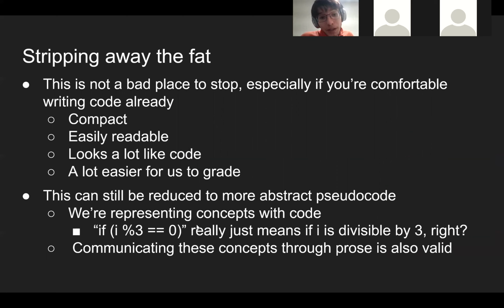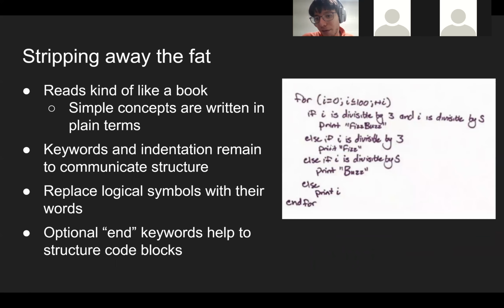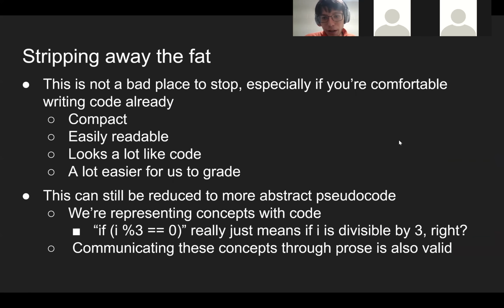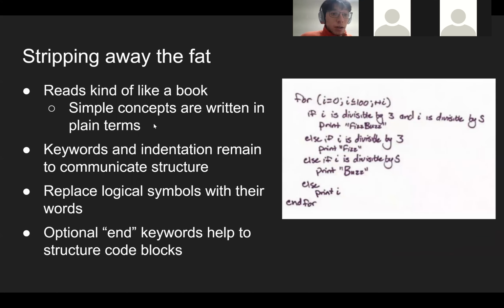Also, instead of writing if i mod 3 is equal to 0, you could write something like if i is divisible by 3, because that's also fine. So it could look something like this. If i is divisible by 3, rather than if i mod 3 is equal to 0. As long as the point gets across, you're good with pseudocode. It's just written in plain terms.